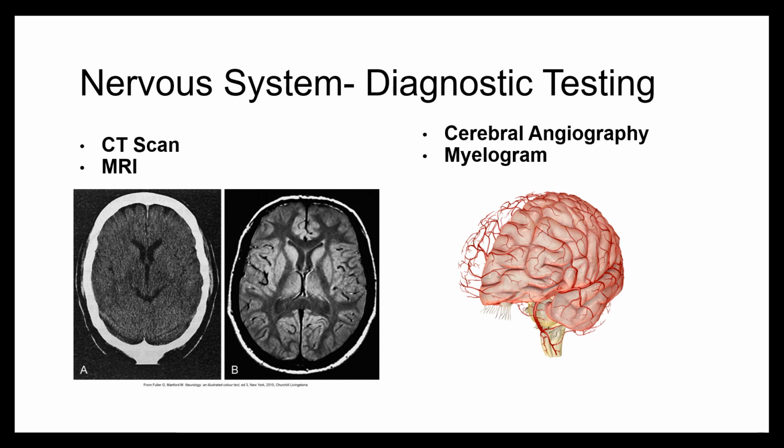The last test mentioned on here is the myelogram. The myelogram is a test that involves a lumbar puncture, and instead of just removing a sample of cerebral spinal fluid, with this test, they're now going to actually inject a contrast medium into the subarachnoid space, and they would use it to detect spinal lesions or even ruptured discs or tumors.